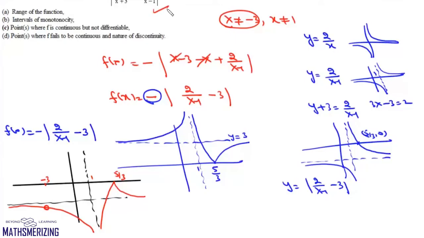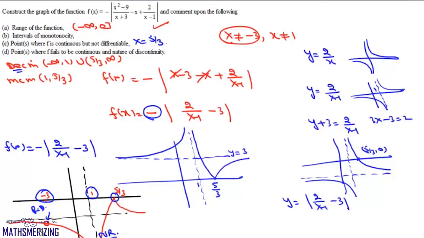Now the first question is, we need to find the range of this function. Now this function can take the values from minus infinity to 0. So the range of this function is from minus infinity to 0, included. Now we need to find the intervals of monotonicity. Now this function decreases in minus infinity to 1, union 5 by 3 to infinity, and this function increases in 1 to 5 by 3.